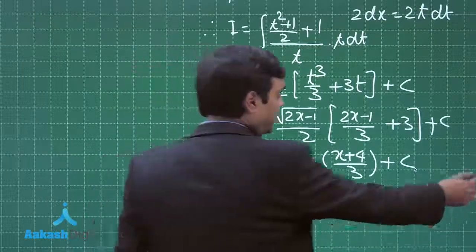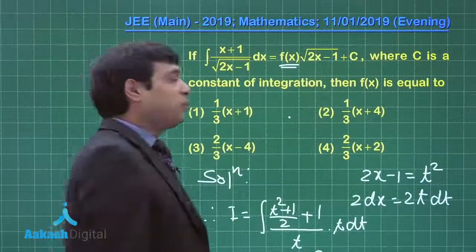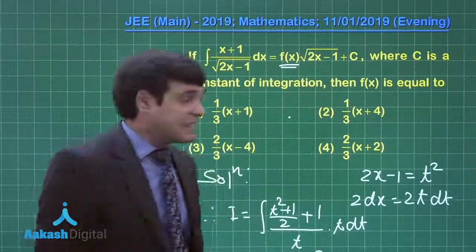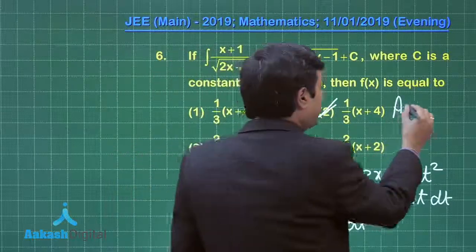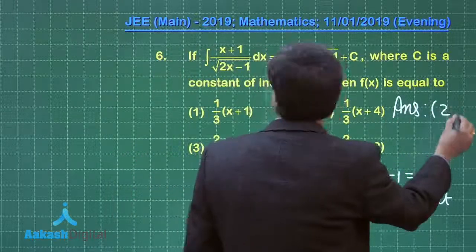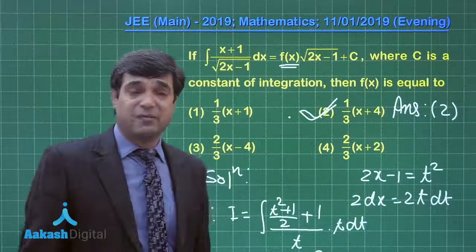So what is the function f(x)? It is multiplied with root of 2x minus 1, that is my function f(x) is simply (x plus 4) divided by 3. So correct answer is option number 2. So I am sure this question is clear to you all. Let's move on to the next one, that is question number 7.